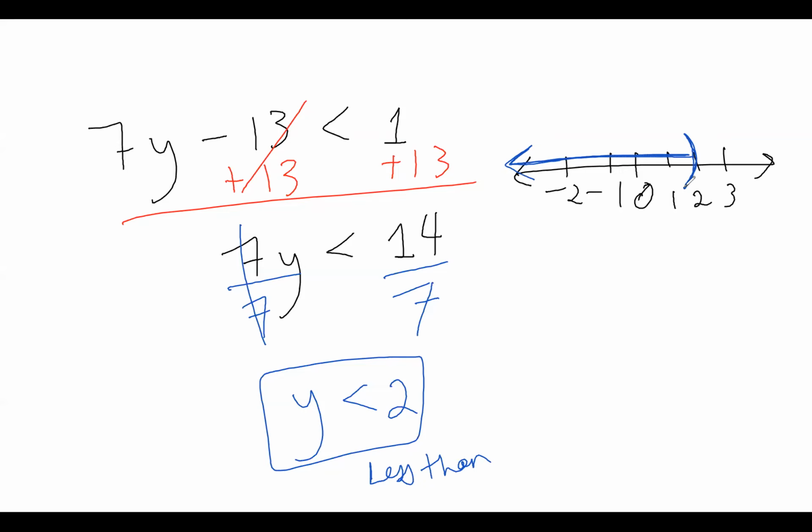Okay, so I have an arrow going to the left. There's parentheses around where the 2 is. And remember, if we're going to the left, that means we're going toward negative infinity. So my final answer in interval notation will look like this. Parentheses, negative infinity, comma, 2, close parentheses. That's my interval notation. So we solved for y, we graphed our answer on a number line, and then we wrote our answer in interval notation.